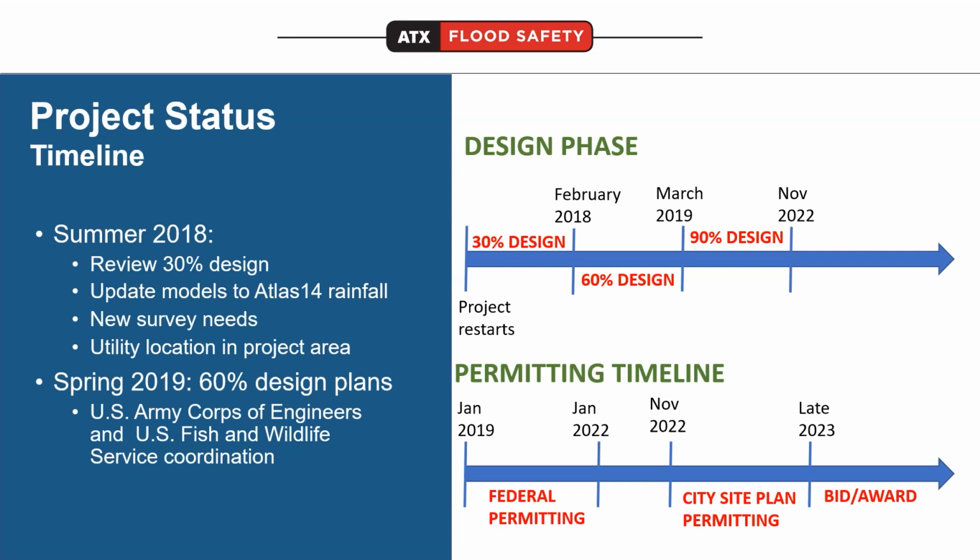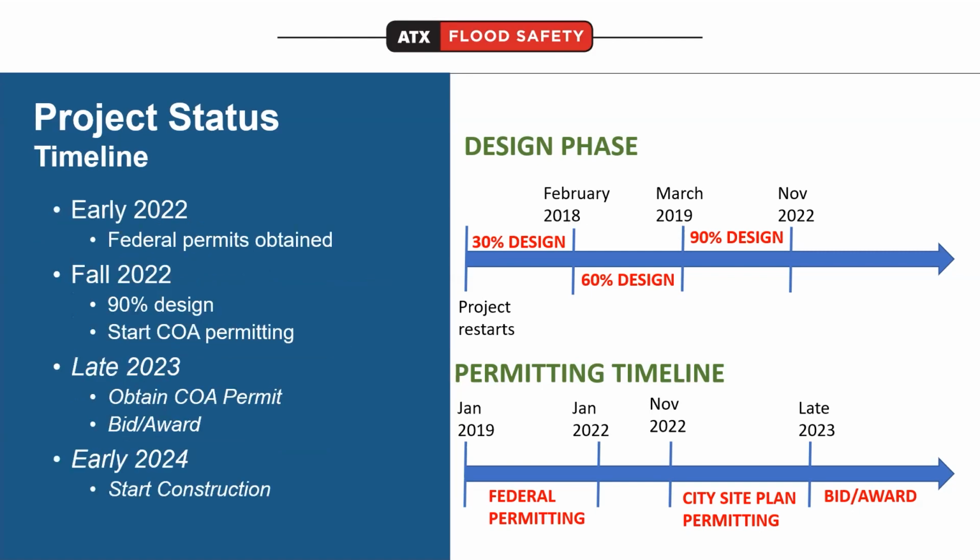At that time, we also conducted additional surveys, and we coordinated with Austin Water about the replacement of that wastewater line. By spring of 2019, we had reached the 60% design stage, and we started the process of obtaining our permit with the U.S. Army Corps of Engineers and the U.S. Fish and Wildlife for the modifications in the creek and the salamanders. That process is very time-consuming, getting the federal permit. We were able to get the permit last year, early 2022. We were finally able to get those federal permits, and at that time, we continued with the design process. And we reached 90% design, meaning that the design was mostly done.